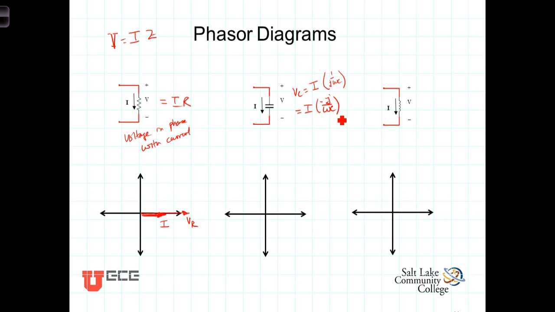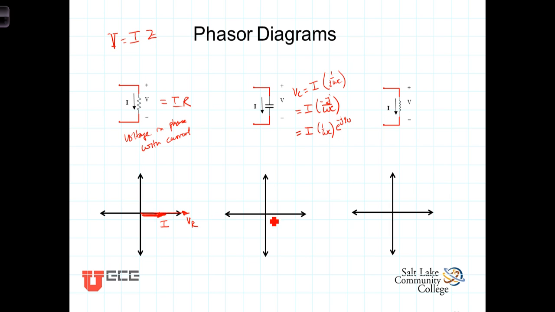Well, that negative j in rectangular coordinates is the same thing as a minus 90 degree phase term in polar coordinates, where we have then that V is equal to I times 1 over omega C times e to the minus j 90. So whatever the phase of the current is, when we multiply the current times the impedance, there's a negative 90 degree phase term that gets added to the current.